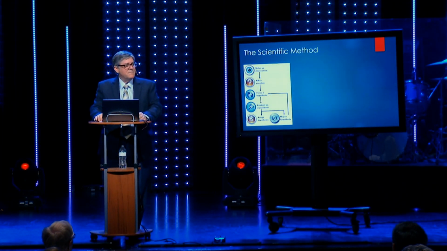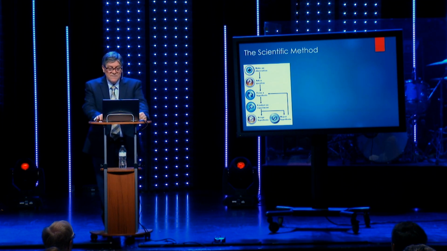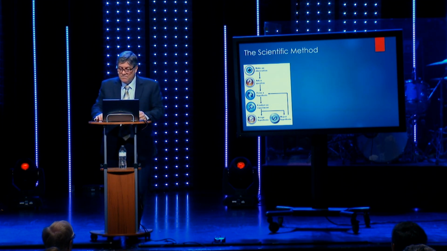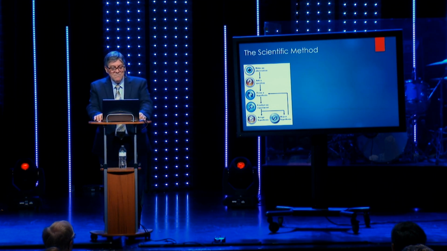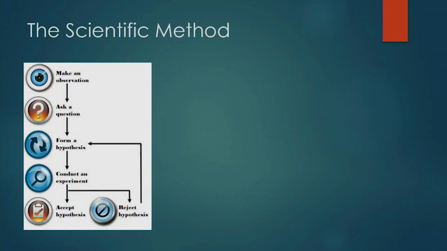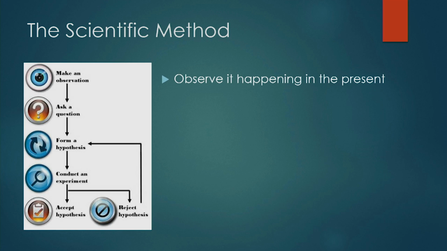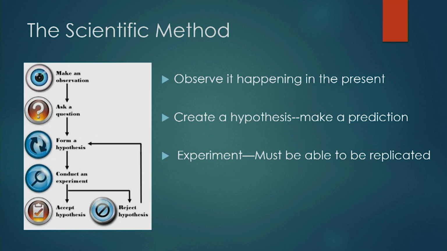Now let's talk about the scientific method, because this is always invoked. Now, what is the scientific method? You know, evolutionists will often say that their theory adheres to the scientific method. However, most of the so-called proof points of evolution are conjecture as to what happened in the past. Here's your scientific method. Observe something happening in the present, create a hypothesis, and make a prediction. You'll be able to conduct an experiment, and that experiment must be able to be replicated by somebody else. And that experiment either validates or falsifies your hypothesis.